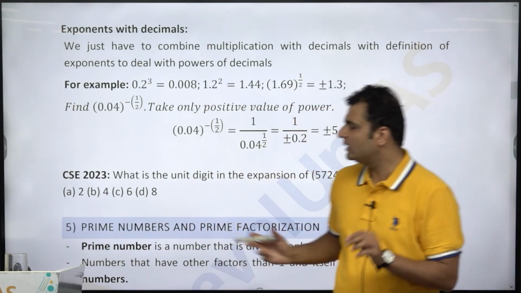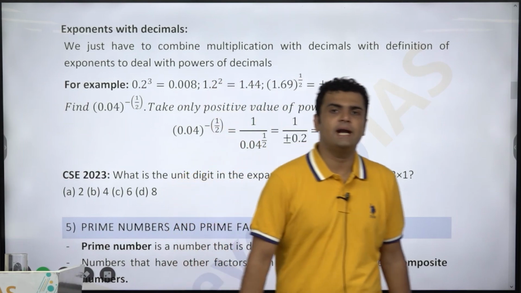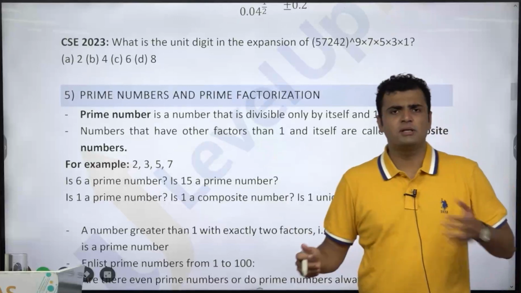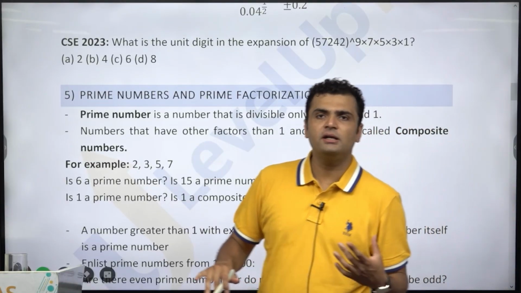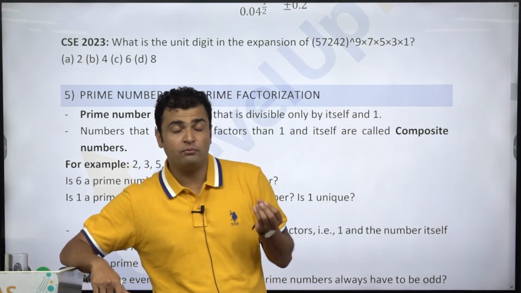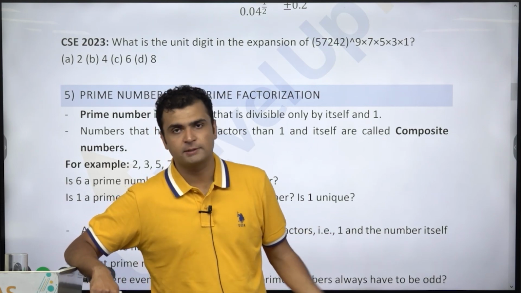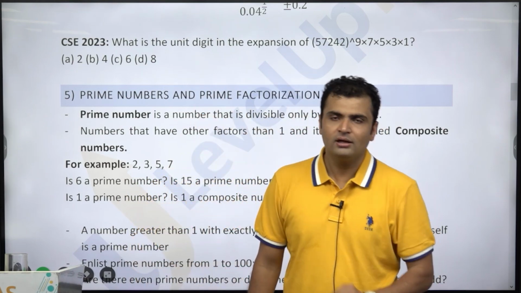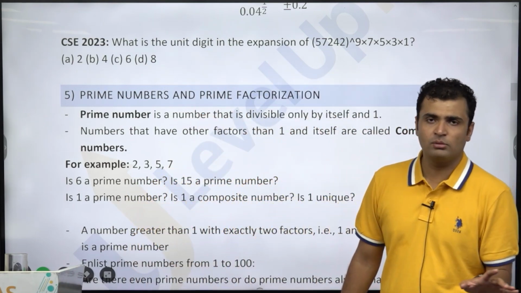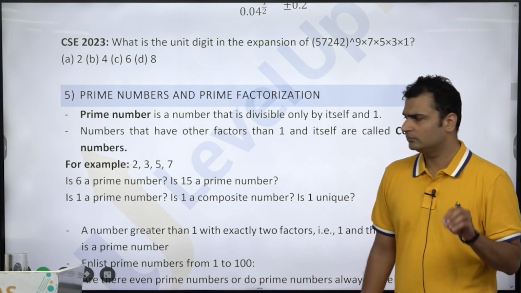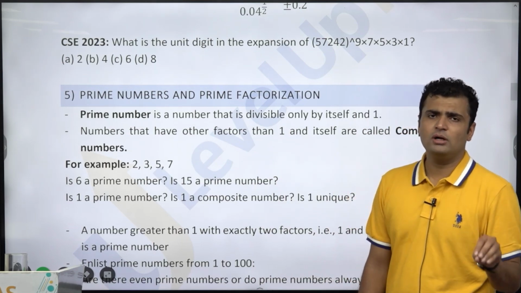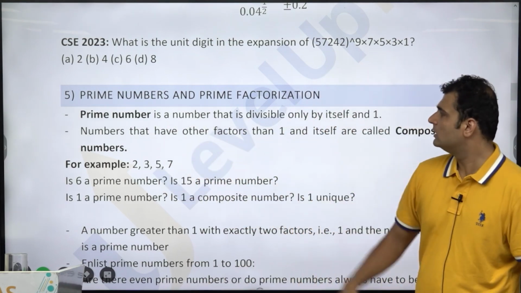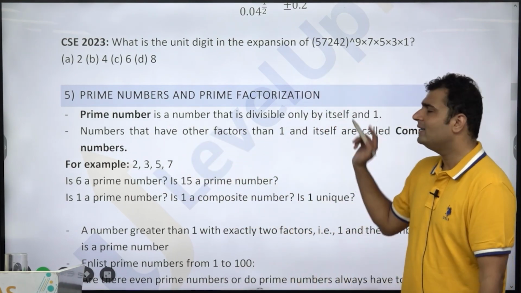Next is a very, very important chapter of prime numbers and prime factorization. Prime numbers are at the foundation of the number system, because every number can be written as a product of prime numbers or their powers, which is called prime factorization of that number, and it can be written uniquely up to order. So you can shuffle the order of the numbers, but overall that is why prime numbers are called building blocks of the number system. A prime number is a number that is divisible by only 1 and itself.